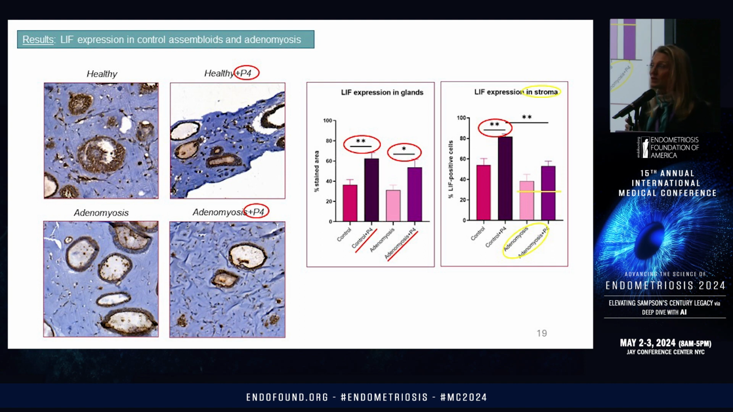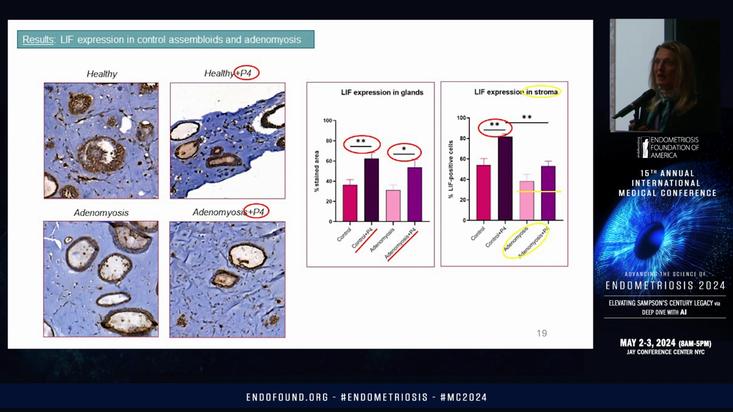And the last marker was HOXA10. Looking at HOXA10 expression, you see again a significant increase in the healthy assembloids when we stimulate with progesterone, and in the assembloids from adenomyotic patients there is no significant increase of that endometrial receptivity marker.